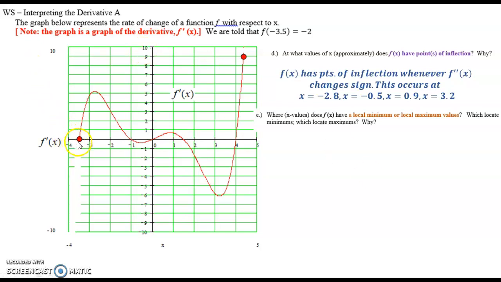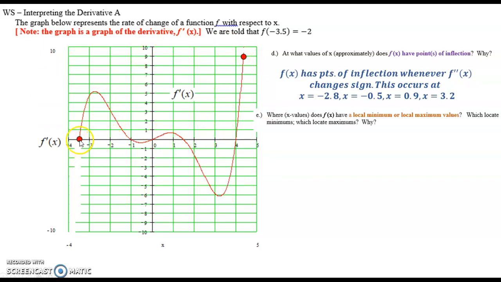So let's look. Here we go. Here's one. The derivative is equal to 0. Again, the derivative is equal to 0 at each of these points. Here are the critical points of f, where the derivative is equal to 0, and the derivative is always defined.